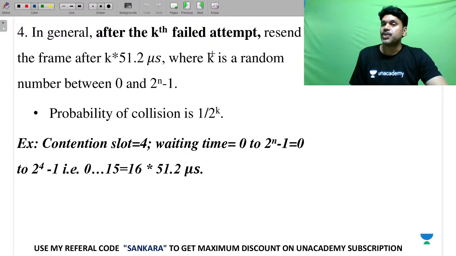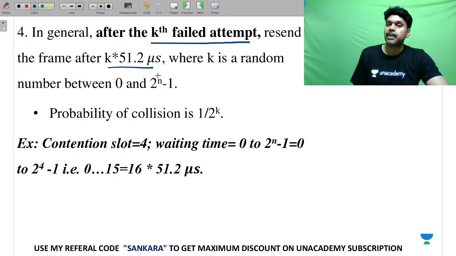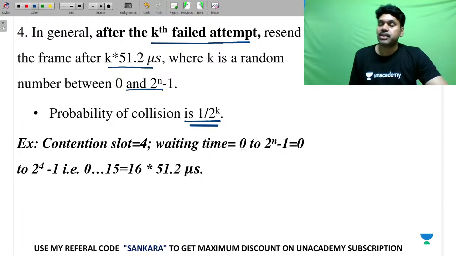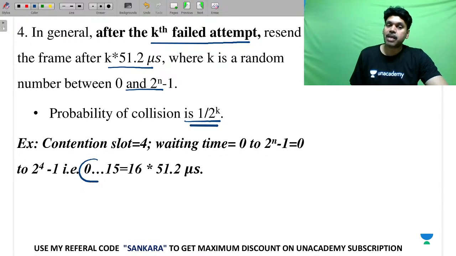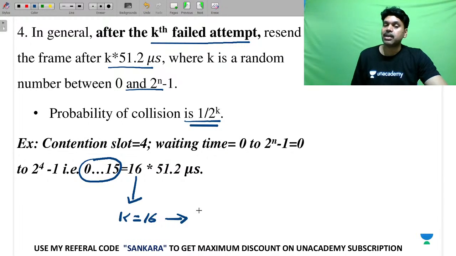So now I am giving you an exception. What is that? After the kth attempt failed, resend the frame, according to what I said. But the channel is saturated exactly at k is equal to 10, and you can be waiting till your 0 to 15 slots are completed. Whenever 0 to 15 slots are completed, when you reach k is equal to 16, then automatically you're going to get an error message. So automatically you're going to disconnect once you reach k is equal to 16.